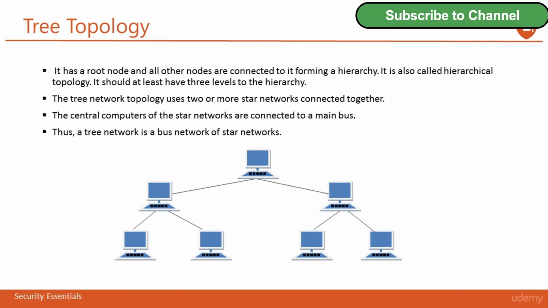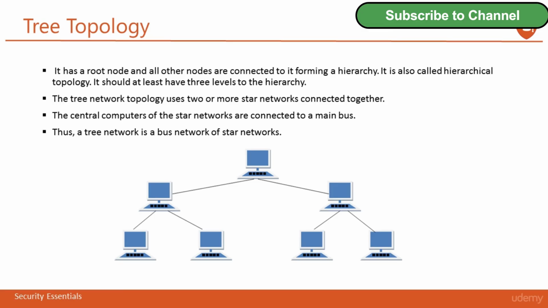The next one we'll go over is the tree topology. Here, all the systems are connected like a structure of a tree. The tree topology is made up of a root node and at least 2 other star topology configurations. This makes the tree topology a hierarchical system. It should at least have 3 levels to the hierarchy.